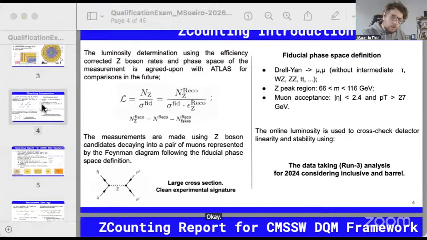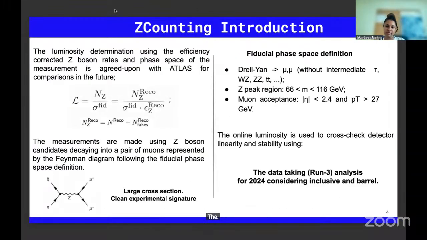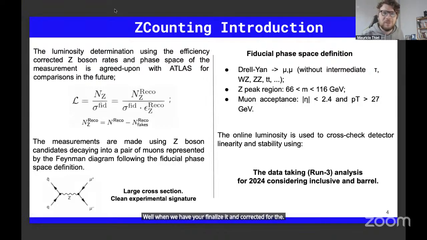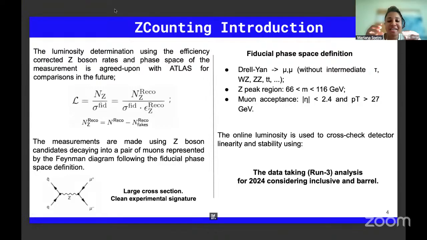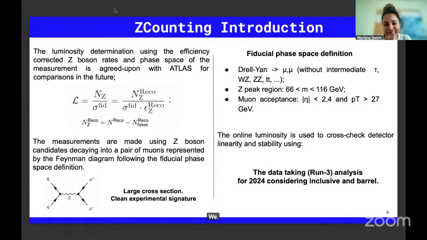Ah, okay, no problem. Sorry. No problem. I tried to put it in the proper way for the final part. Well, when you have your thesis finalized and corrected for the freeze, I would like to read it, so if you can send it to me. It is easier to understand when we have the complete line. When we miss parts, it is because here I need to choose the best results, and sometimes we forgot something. Yeah, sorry.